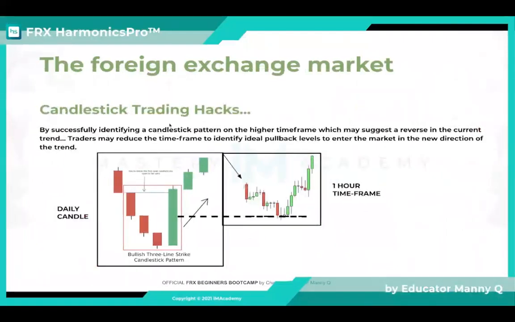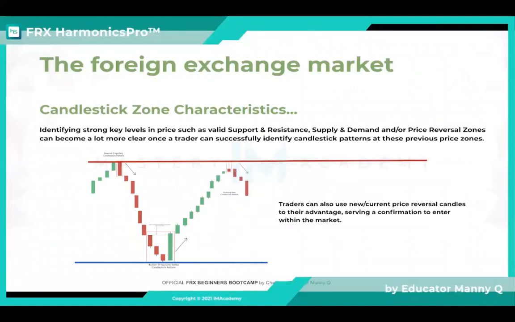This is going to be something that you can use at a very high level. Now, moving forward, let's also talk about candlestick zone characteristics. This is extremely important. Identifying strong key levels in price, such as valid support and resistance, supply and demand, and or price reversal zones can become a lot more clear once a trader can successfully identify candlestick patterns at these previous price zones.